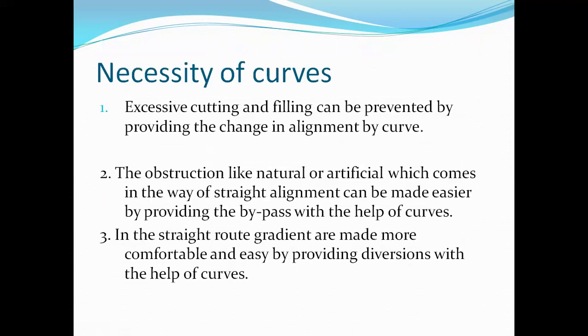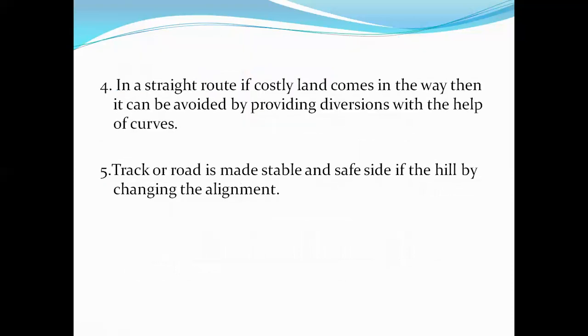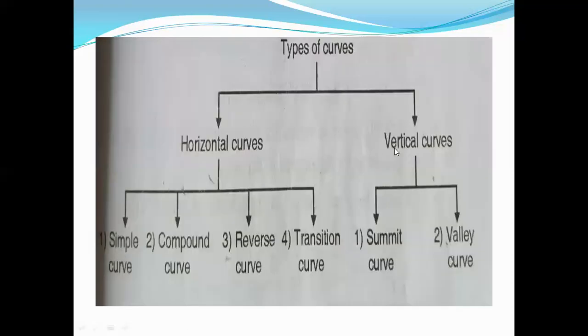After the definition of curve, the second point is the necessity of curves. Then next is the function of curves on the road track or on the road alignment. Then the next point is the types of curves. Now see, there are two main types of curves, that is horizontal curves and vertical curves. Then the horizontal curves can be classified into four types and vertical curves can be classified into two types.